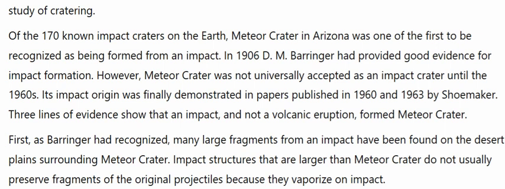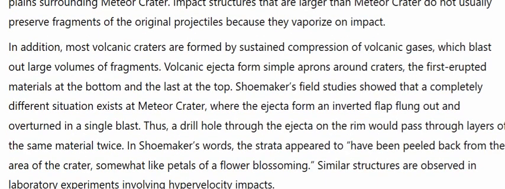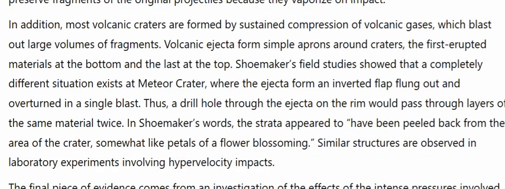Three lines of evidence show that an impact, and not a volcanic eruption, formed Meteor Crater. First, as Barringer had recognized, many large fragments from an impact have been found on the desert plains surrounding Meteor Crater. Impact structures that are larger than Meteor Crater do not usually preserve fragments of the original projectiles because they vaporize on impact. In addition, most volcanic craters are formed by sustained compression of volcanic gases, which blast out large volumes of fragments. Volcanic ejecta form simple aprons around craters, the first erupted materials at the bottom and the last at the top.